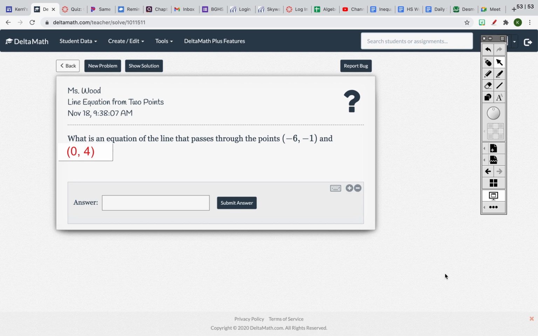I purposefully picked points where one of the points is always going to be 0, comma, and a number. So if it has 0, comma, and a number, this number is actually your y-intercept or your b. Let me say that again. I have specifically found for the test 0, comma, and the number, and that is your b.